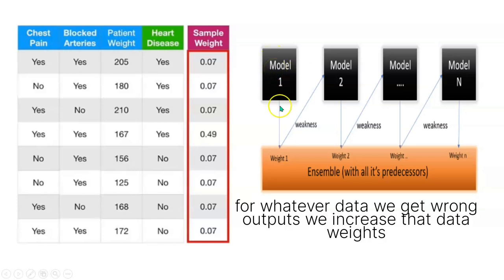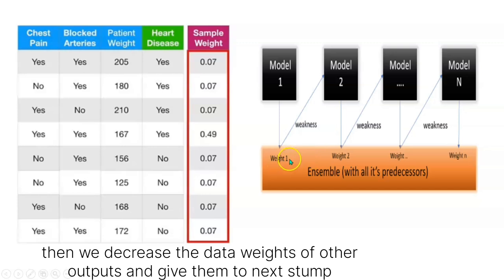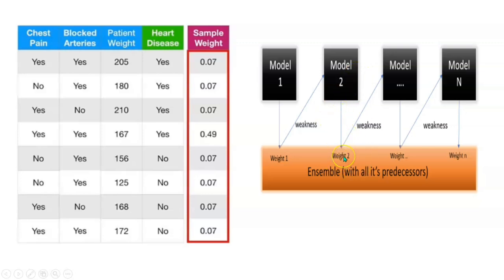So here what happens is that we calculate our output based on the first stump, and from the first stump, the data for which we get the wrong output, we increase that weight and give it to the next stump. Likewise, we get the output, and whatever the weakness of that output is, we give to the next stump, and so on.